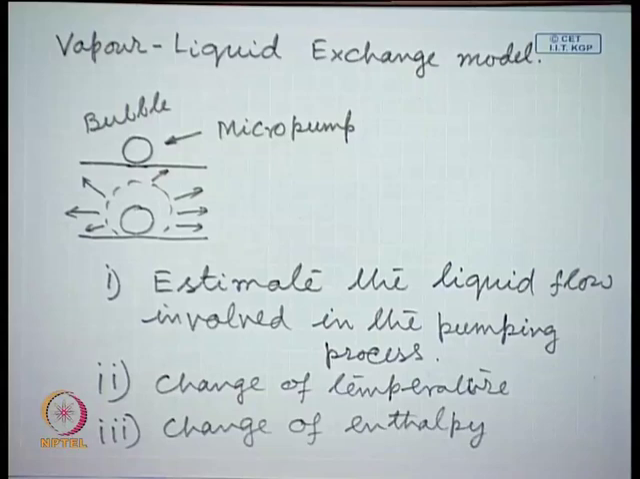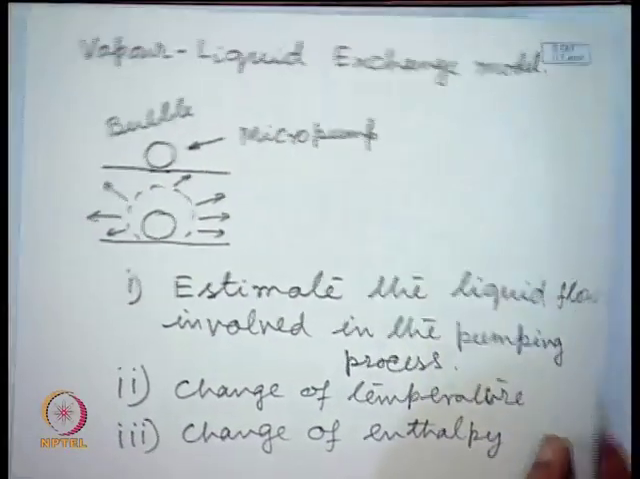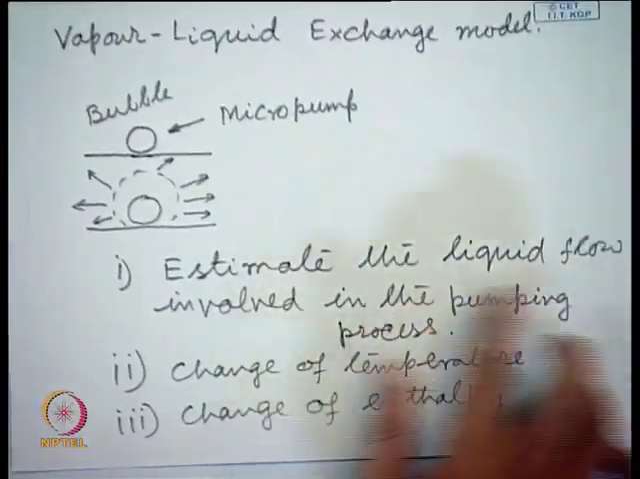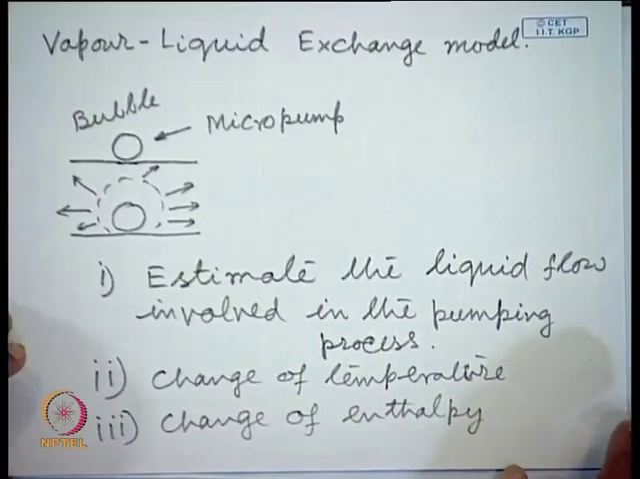as it changes its shape and size, it acts as a micro pump. When it expands, it pushes fluid. When it contracts or leaves the surface, it induces fluid motion towards the center of the bubble. Okay. So, with this, as I have told, we can estimate the liquid flow involved in the pumping process, and what is the change of temperature this liquid will undergo, then the change of enthalpy and heat transfer we can calculate.